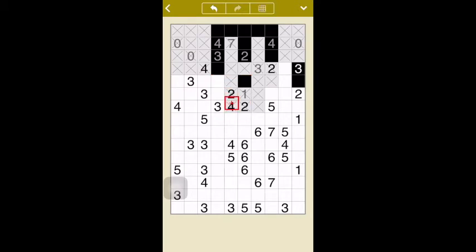Okay, 4 and the 2, difference of 2. And I have a black space here. That means the bottom row will turn into all black spaces. Right, so I found that 4, I found the 2.